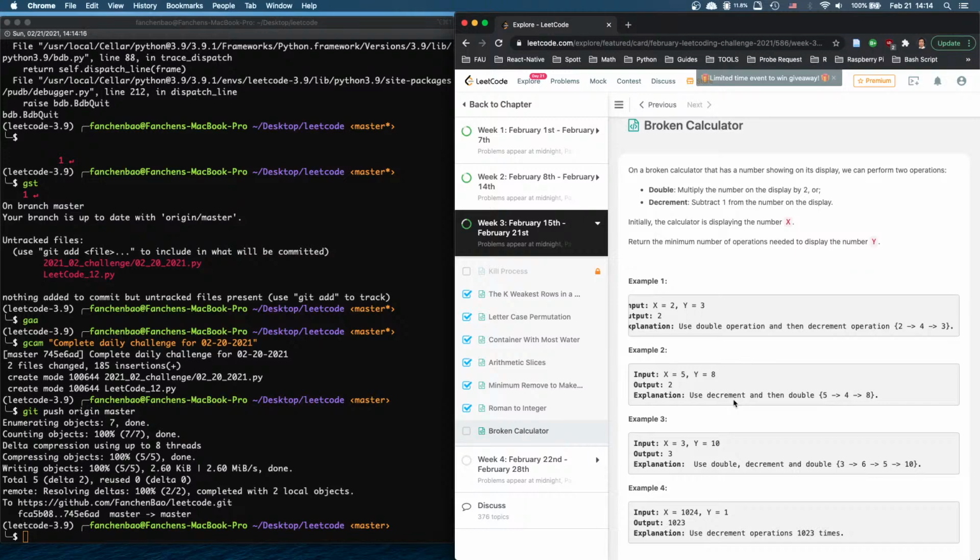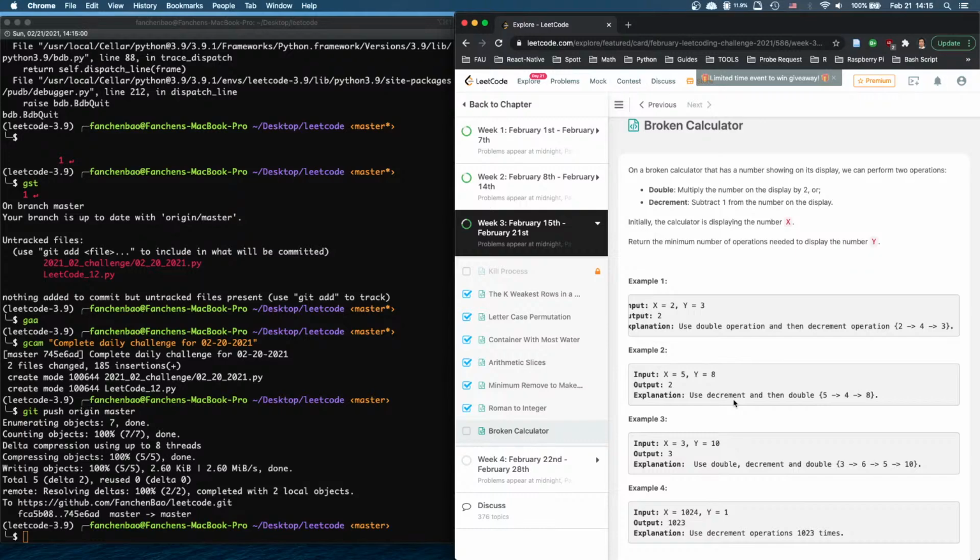Let me see if it's possible to express this in mathematical terms. Basically, we say x times 2 times 2 times 2, so x times 2 to the kth power, has to be equal to y, right? And then we get the k, and then we take the integer part of k. So we have k, and then we are going to compute the value.